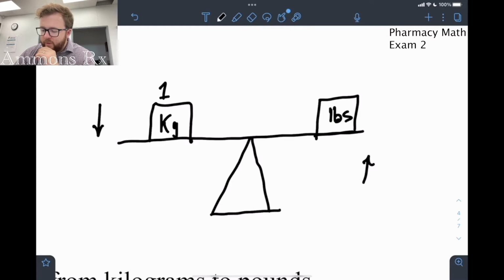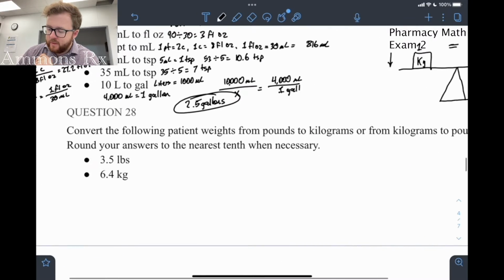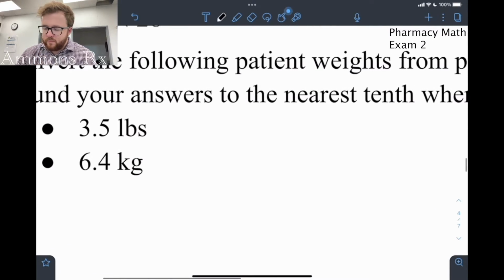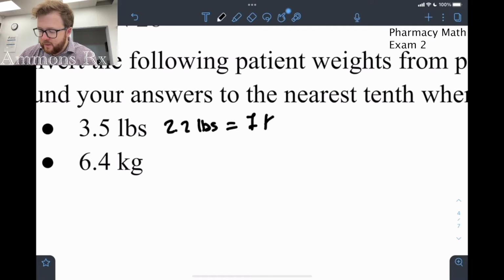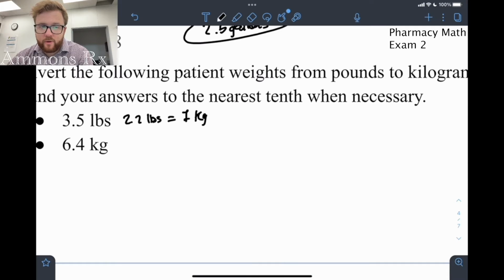So we have one of these, 1 kilo. How many pounds is that equal to? 2.2. Okay, so that means that there are more pounds for a kilogram. There are 2.2 pounds for every single kilo. So if I'm going from pounds to kilos, there are 2.2 lbs in 1 kilo. So do you think that I would end up with a bigger number or smaller number?